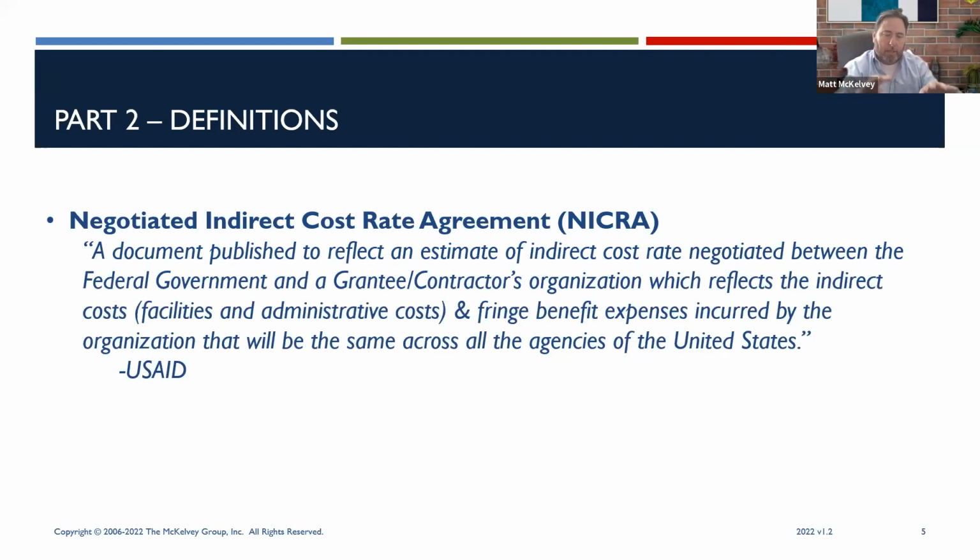This is from the USAID, which is one of the agencies that does a lot of work with NICRAs. It's basically a document that summarizes the indirect cost rates that will be negotiated. That word negotiate is important. I'll get to that in a second. Between the federal government and an organization. Could be a nonprofit, could be an association, could be a contractor, meaning a for-profit company. It doesn't matter. A NICRA can be used by any of these organizations, but it's between the federal government and someone wanting to work either through grants or contracts with the federal government.